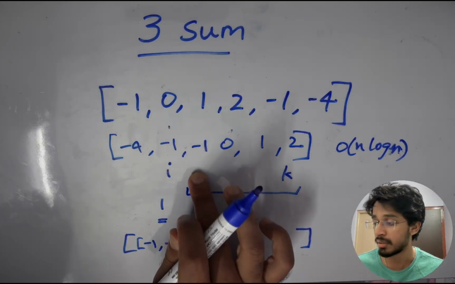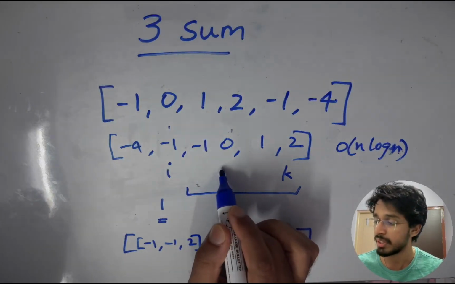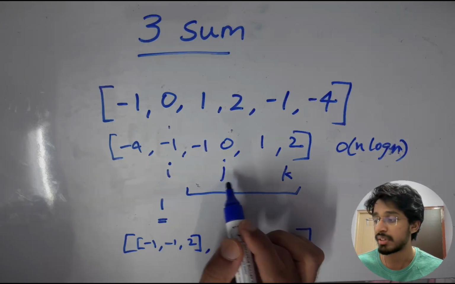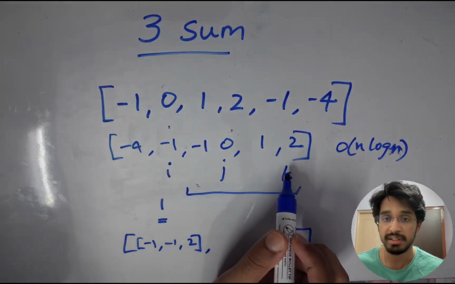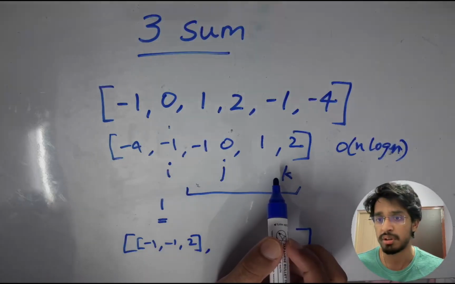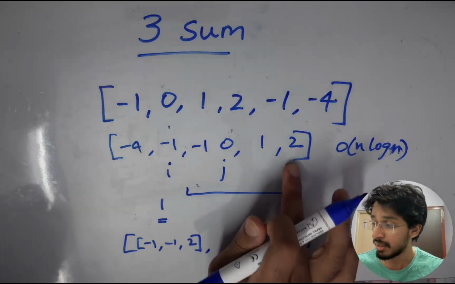Now we either increment j or k, that's not a problem. So we increment j over here. Again we try to add j and k and check if that is greater than 1 or less than 1, or if it is equal to 1. So you see that 2 is greater than 1. So this time I decrement k.